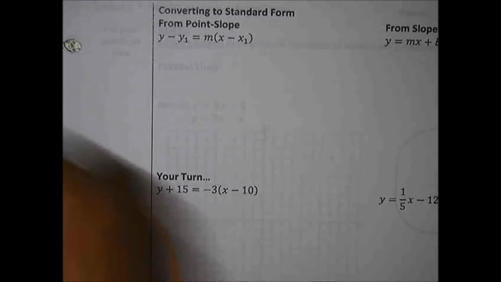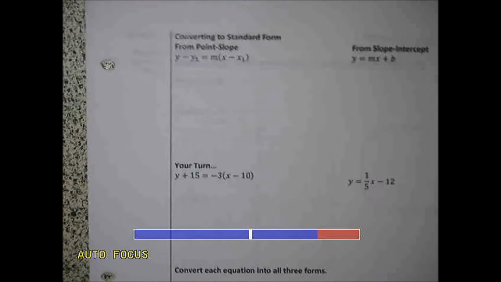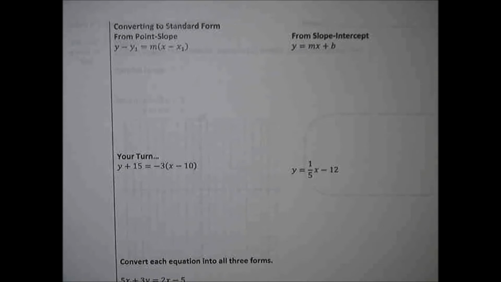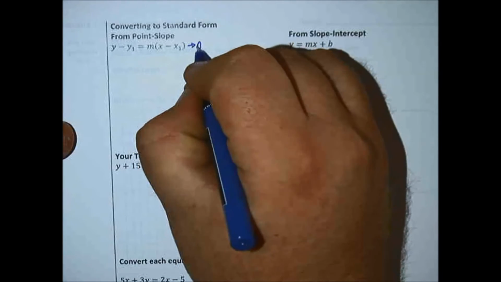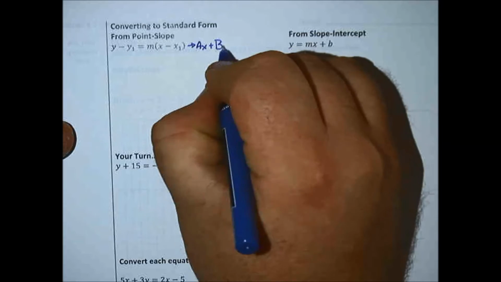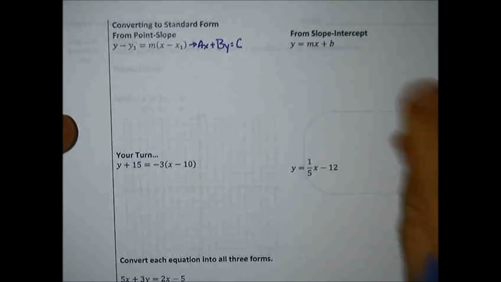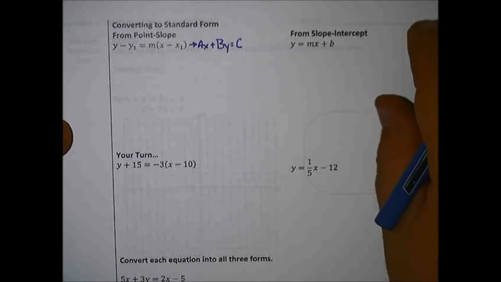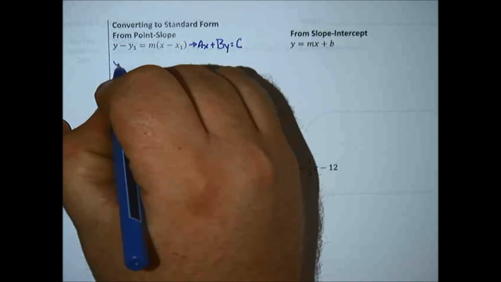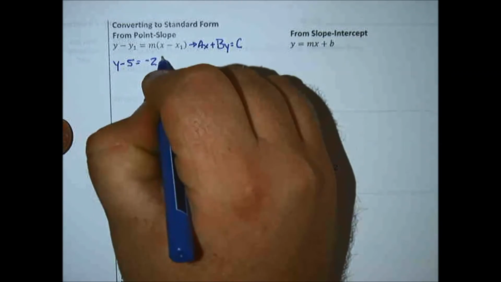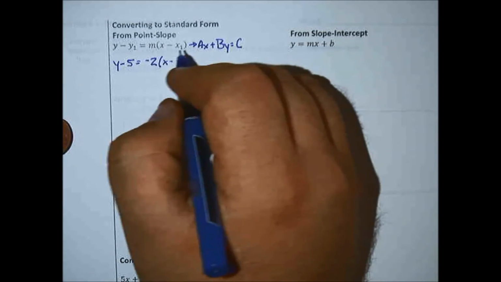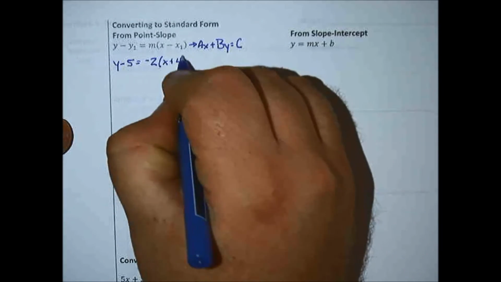All right, now what we're going to do is we are going to convert to standard form. Okay, we're going to convert to standard form from point slope form and from slope intercept form. But let's start with this one. Remember, I want to get it to ax plus by equals c. All right, and let's look at an example to help us do that. Let's go y minus 5 equals negative 2x minus, oops, sorry, let's go x plus 4.